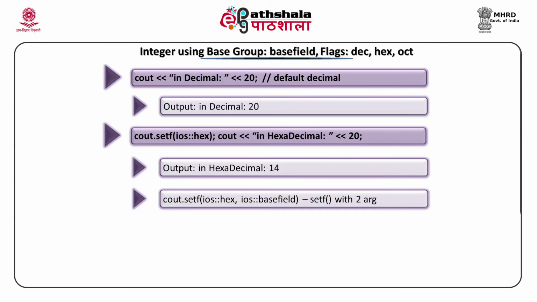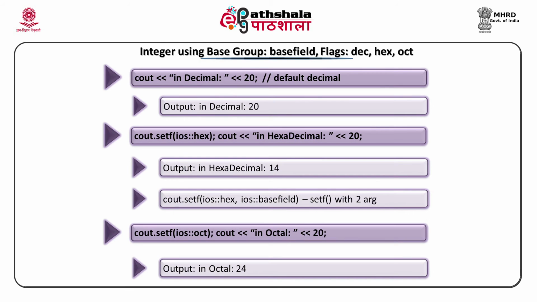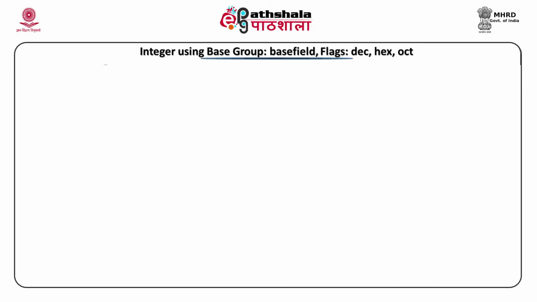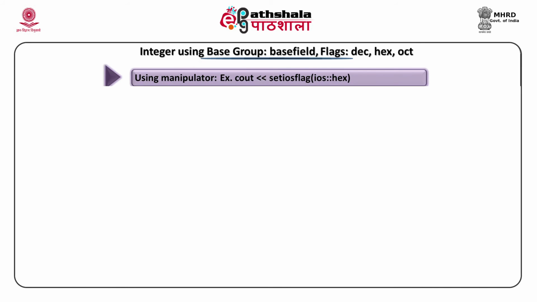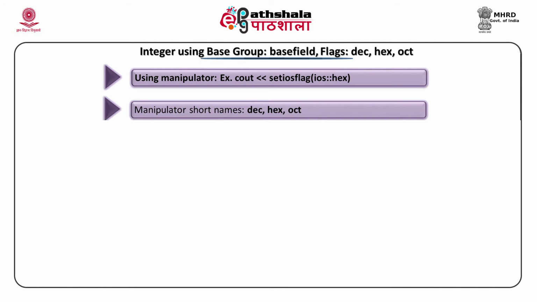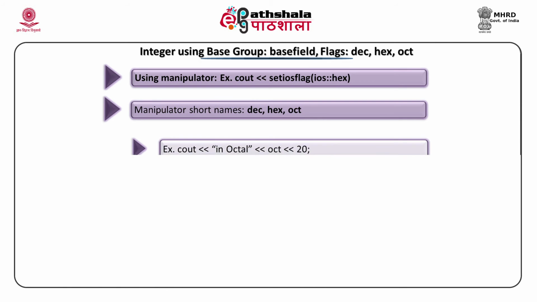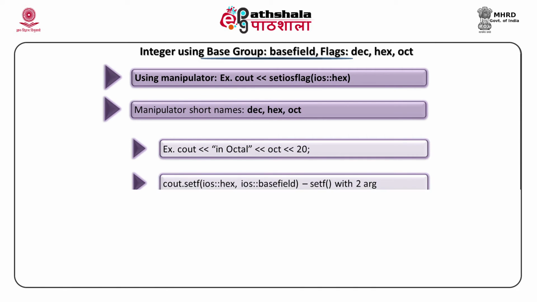Integers, when they are to be displayed or considered as an input in the given base. Here the base may be either octal or decimal or hexadecimal. To specify base, we use the group field, base field, and the bits flags dec, hex and oct. The manipulator name we can use DEC, hex and OCT.